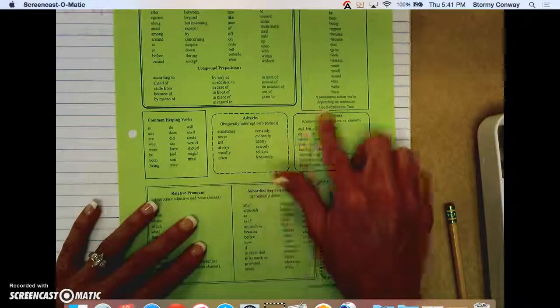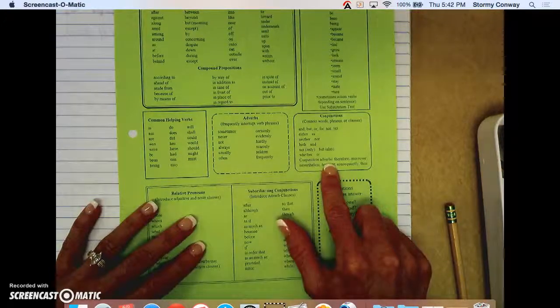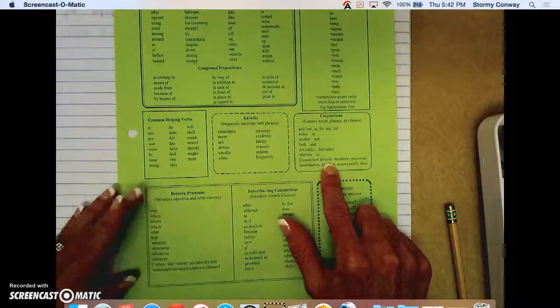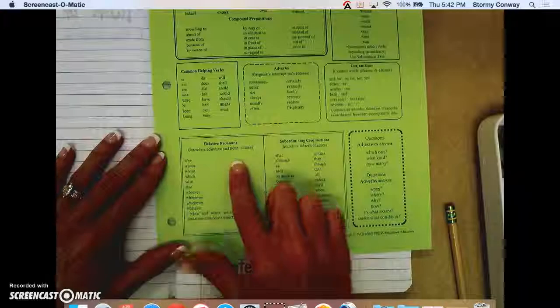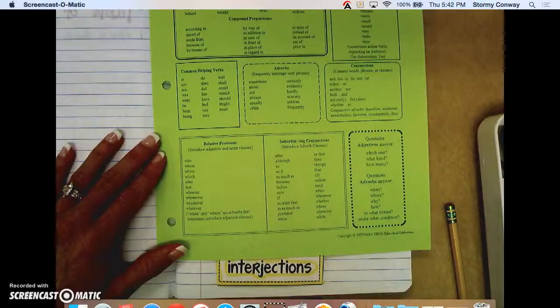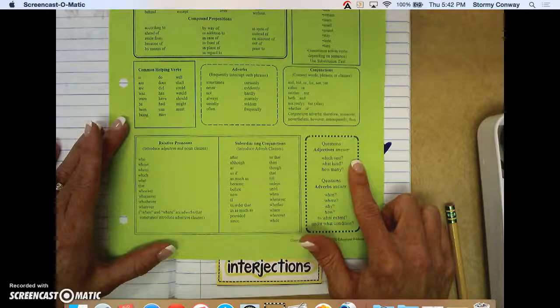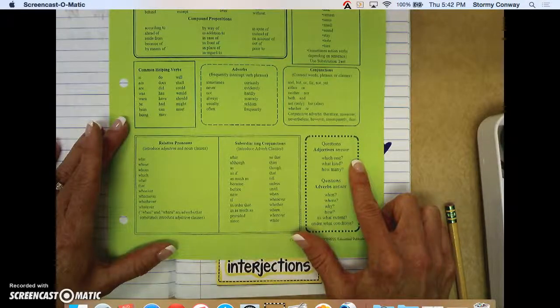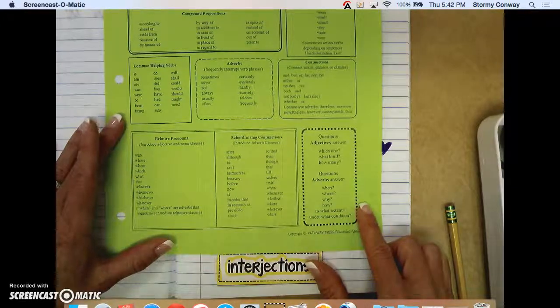Here are some conjunctions. Right here we have some conjunctive adverbs, and we'll talk about those in great detail as the year goes on. Then we have some pronouns, relative pronouns, and then we have some subordinating conjunctions, which you heard me talk about earlier. Here are some adjectives. Now, adjectives have 3 questions you can ask yourself: which one, what kind, and how many? And then we have some adverbs. The questions for adverbs would be when, where, why, how, to what extent, and under what condition.